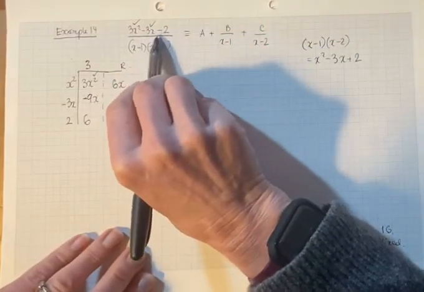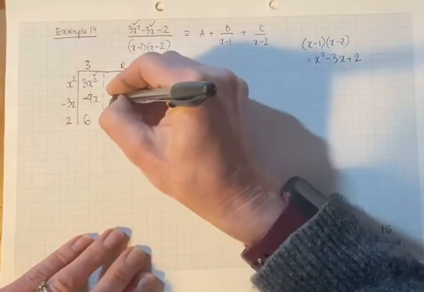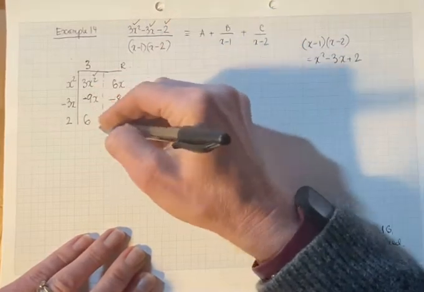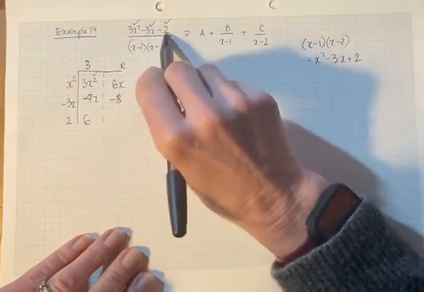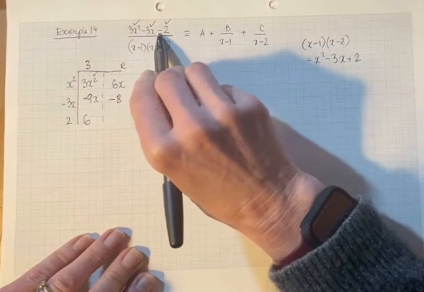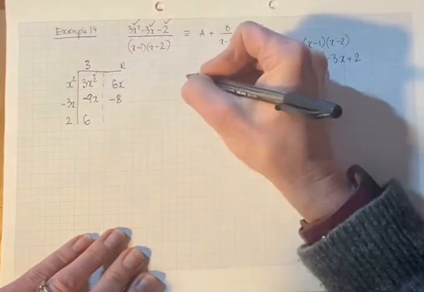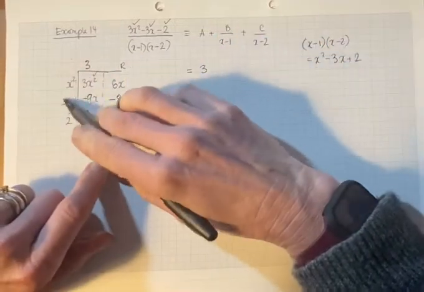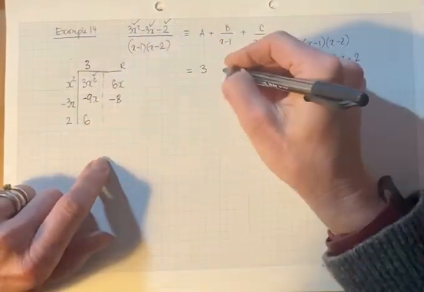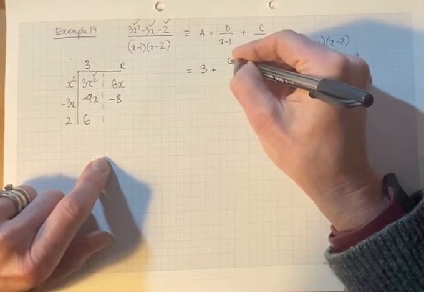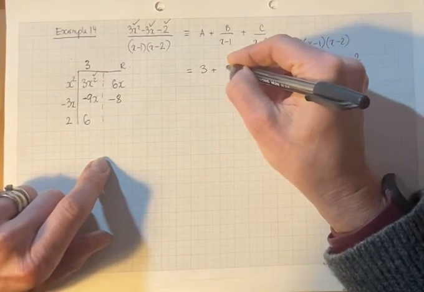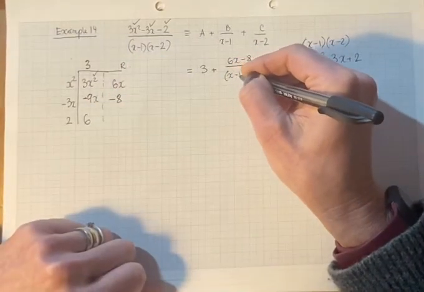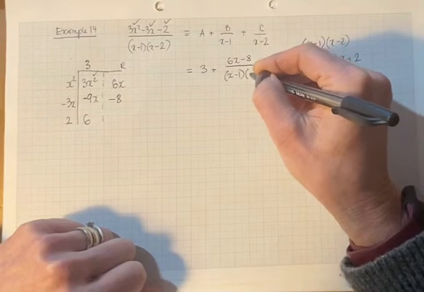There you go, so adding together gives us minus 3x. And then minus 2, to obtain minus 2, we need to subtract minus 8. And then we have got everything inside the box adding up to our numerator. So at the moment I could see that the answer is going to be 3. How many of these quadratic in the top? 3 plus the remainder of 6x minus 8 over whatever we're dividing by, which is in factorized form x minus 1, x minus 2.